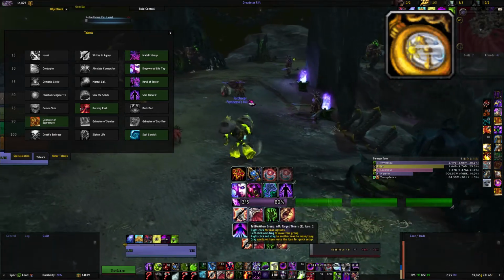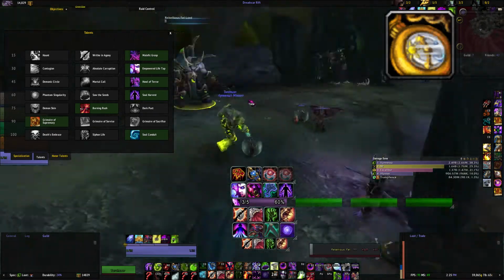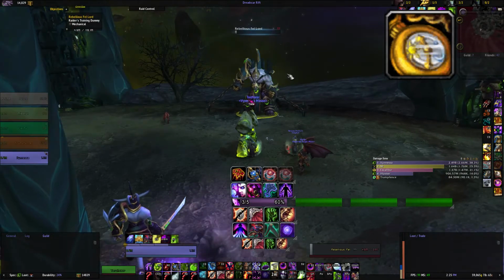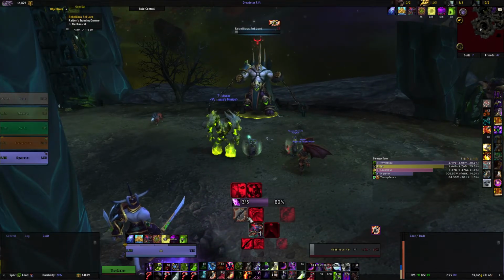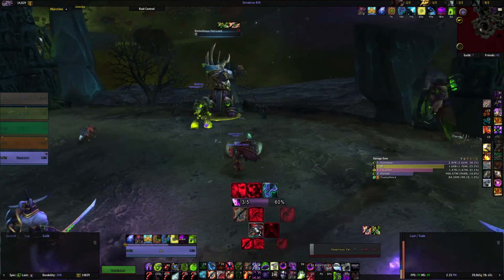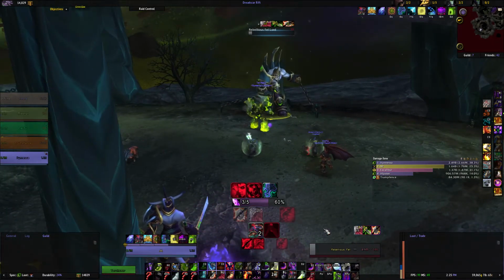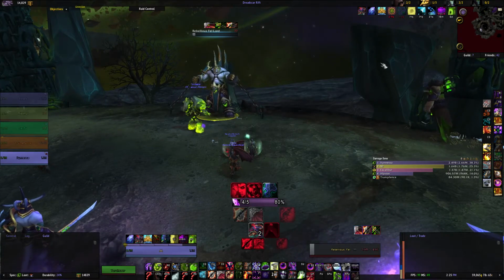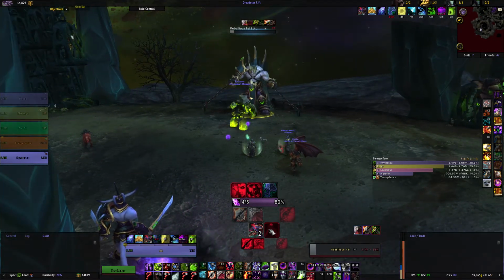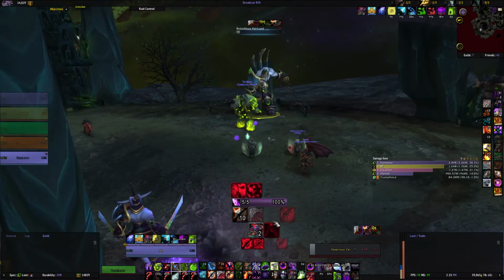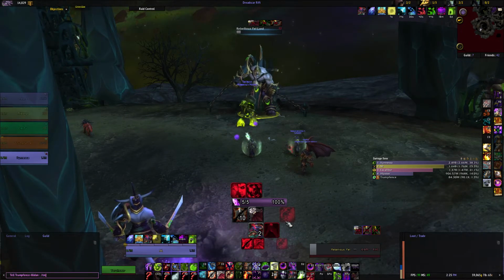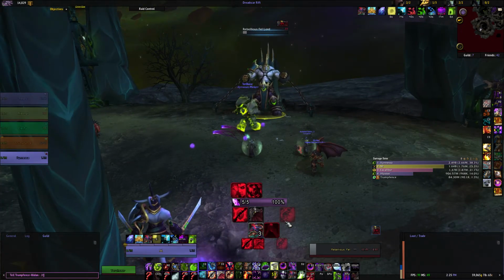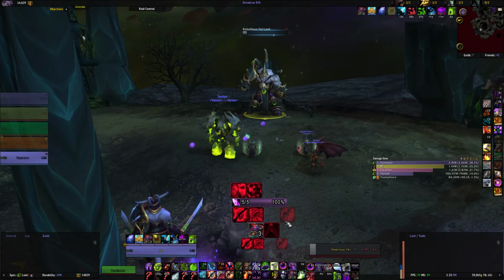I use the same concept with Pandemic on these. Whenever my dots are outside of that Pandemic range, they're just very lightly transparent. However, when they start to fall into Pandemic range, that's when they light up, and if they fall off completely, they turn red. So this third icon right there, that's obviously Siphon Life, because I am not talented into it currently.